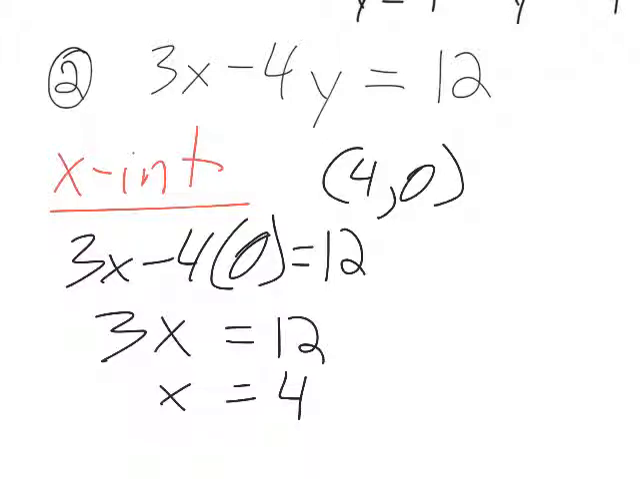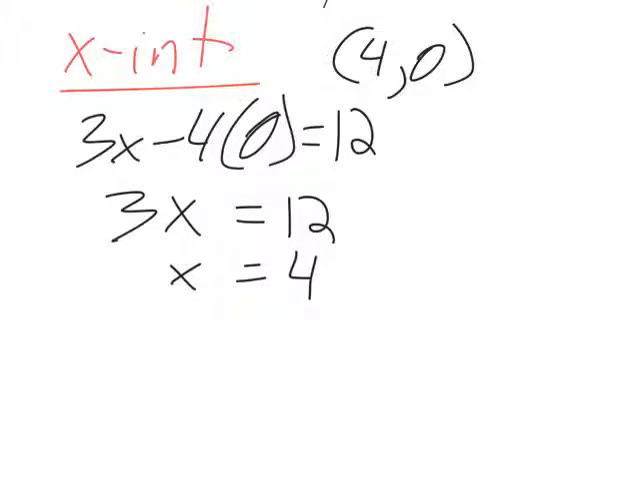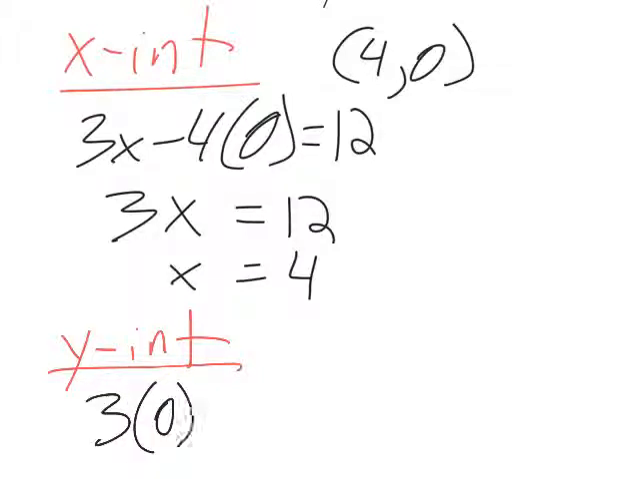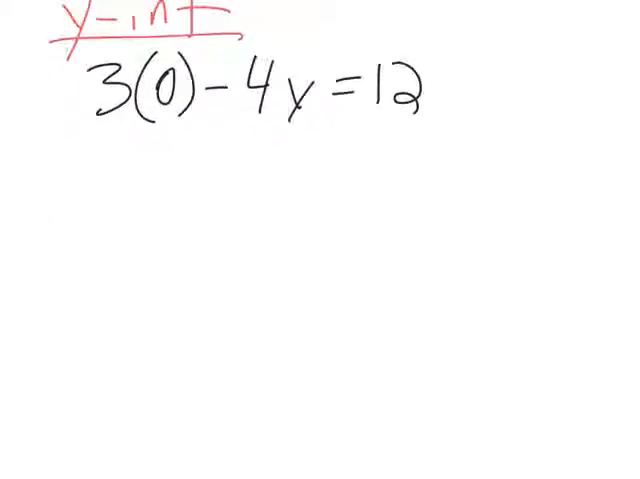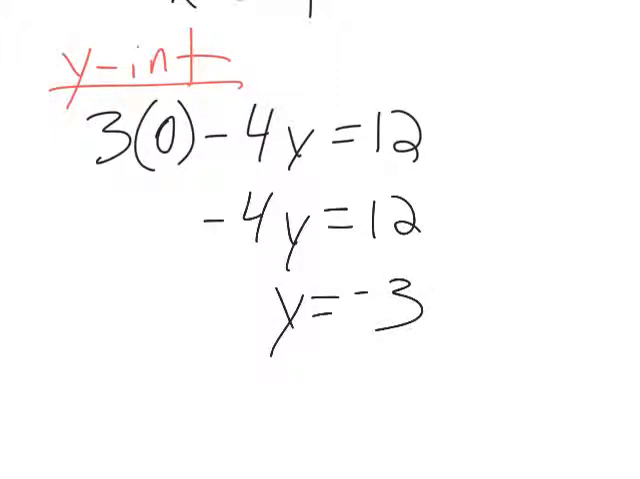I'm going to scoot down. I didn't leave myself quite as much room this time to do the y-intercept right here, so we'll do it down underneath. This time we're plugging 0 in for x to find the y-intercept. So if I solve that, that's going to give me a 0 for that first term. Minus 4y is equal to 12. So y is equal to 12 divided by negative 4, which is negative 3. I have one y-intercept, and it is at (0, -3).